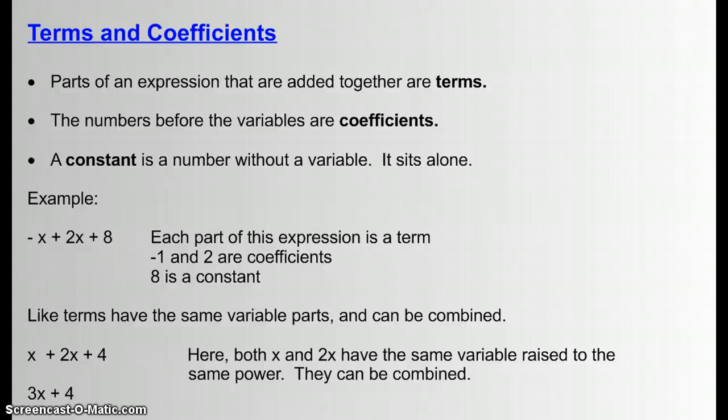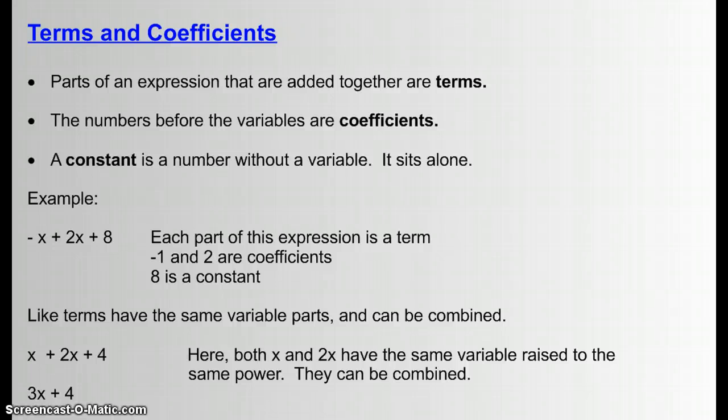A constant is a number without a variable. It just sits alone. It can be negative, it can be positive, it can be a fraction, it can be a decimal. It doesn't matter. But a constant is not being multiplied by any variable at all. So in the expression in the example, the opposite of x plus 2x plus 8, each part of this expression is a term. So the terms are the opposite of x, 2x, and 8.